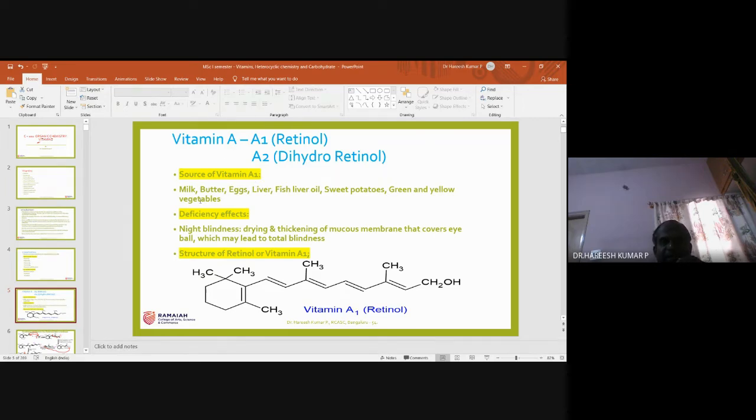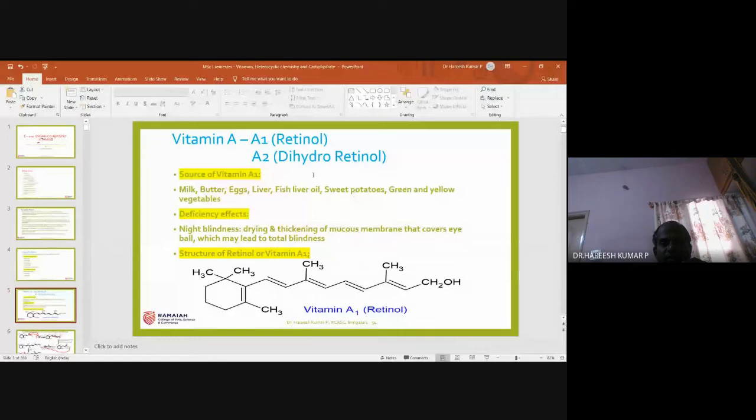Vitamin A1 we can get from milk. It is also possible to get it from butter, from eggs, and from the liver. So liver also contains vitamin A. Fish liver oil, which is nothing but cod liver oil, is available in the medical shop itself. And sweet potatoes.